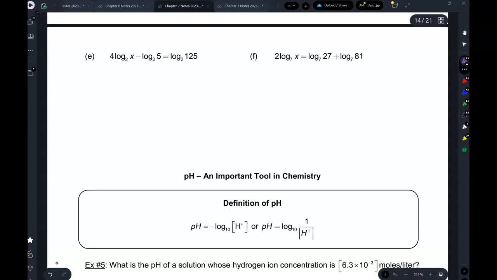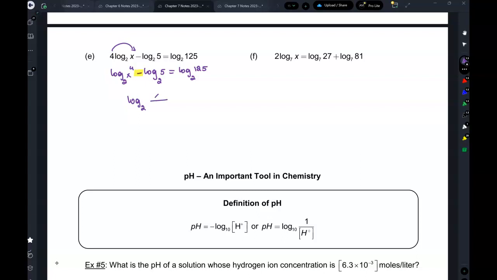So let's condense first. So this is log base 2 of x to the power of 4 minus log base 2 of 5 equals log base 2 of 125. Okay, this time we have a subtraction here, that means we have to divide. The first term is going to be the numerator.